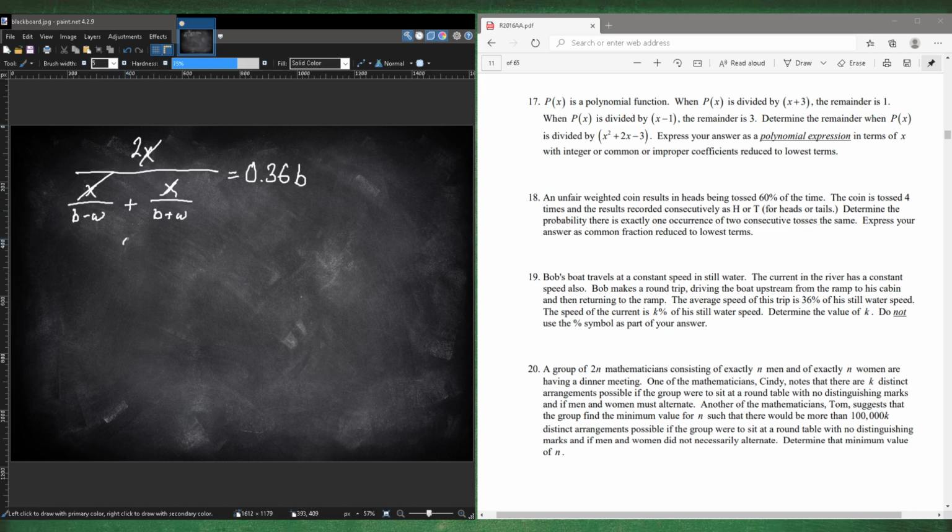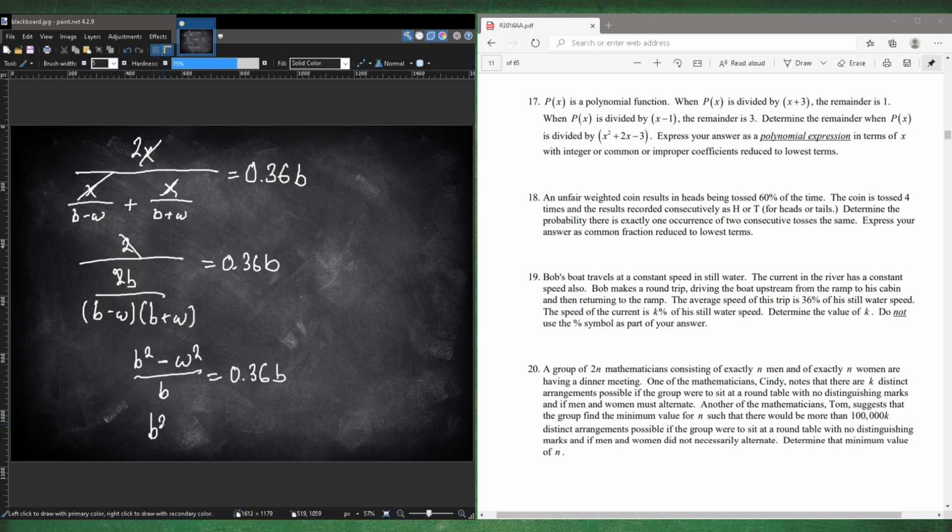So now we just have 2 divided by... B plus B is 2B, negative B plus W is 0, so it's just 2B on top, divided by B minus W and B plus W. That's equal to 0.36B. So cancel out the 2's, then B squared minus W squared is the thing on the bottom. Dividing is the same thing as multiplying by its reciprocal. So now the B is on the bottom and is equal to 0.36B.